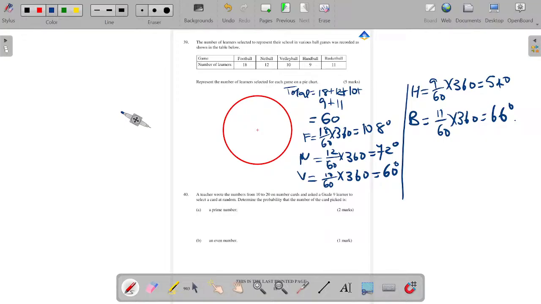Once I'm done with that, because I have 1, 2, 3, 4, 5 games, I represent the number of learners selected for each game on a pie chart. I'll have this division like this. Now you can see, maybe I can get from here. Control Z in my pie chart. Yes, apologies for that. Can have it like that.